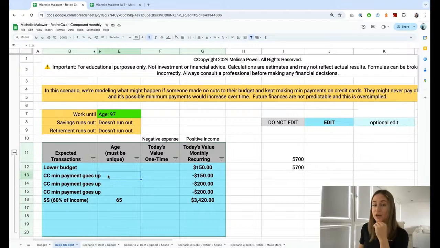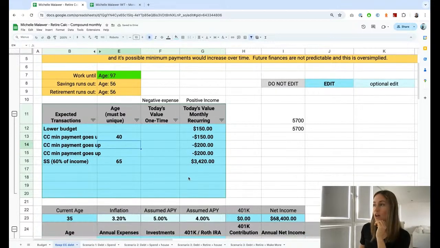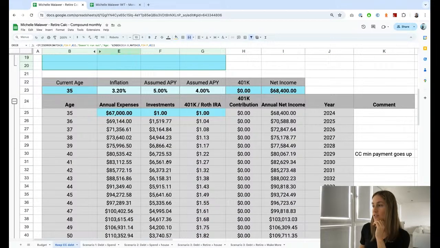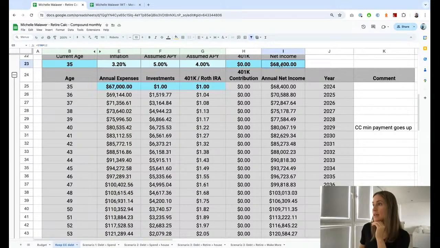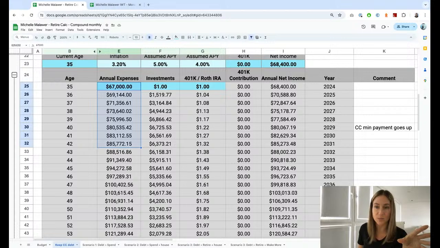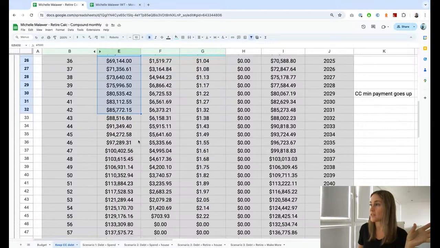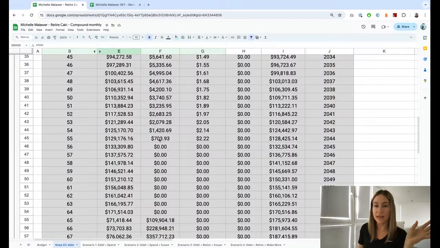But if the credit card minimum payment starts going up at 40, you run out of your savings at 56. Assuming that your net income does not go up faster than 3.2%. So your net income is increasing by 3%. Your annual expenses are increasing by 3%. You throw this $150 monthly expense out of the blue, and it breaks everything. You can't get back on track.